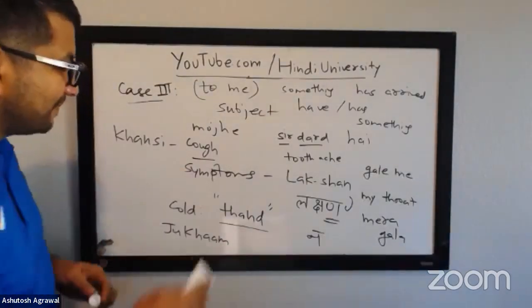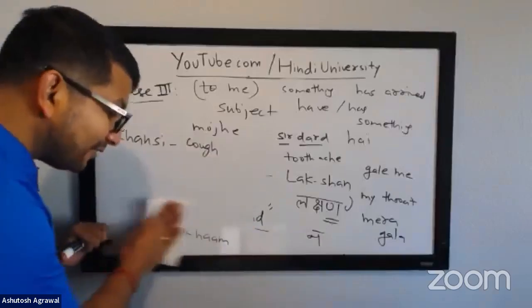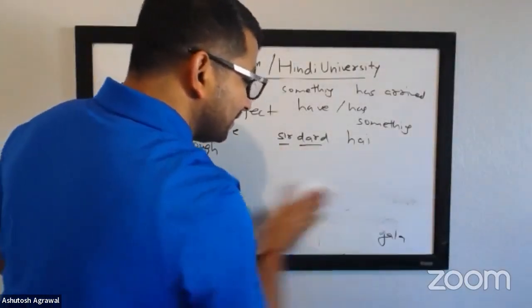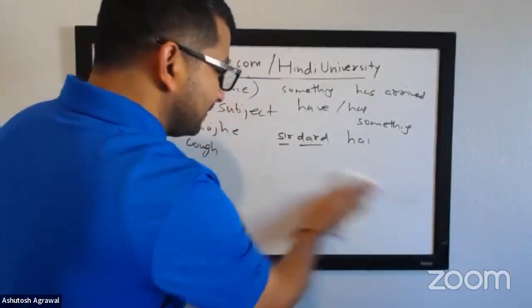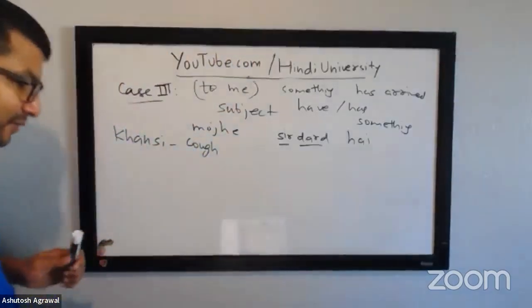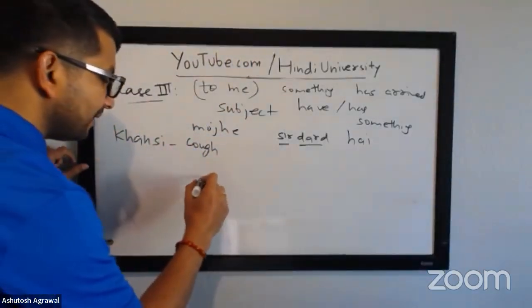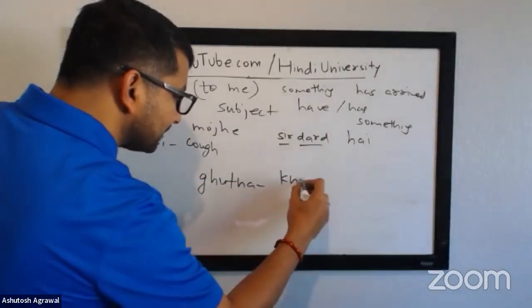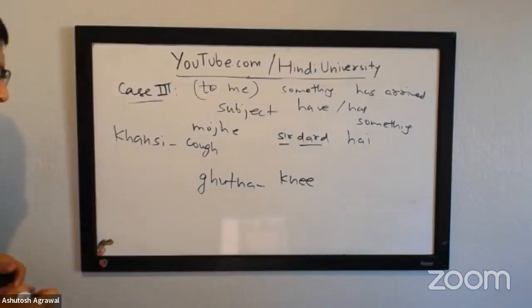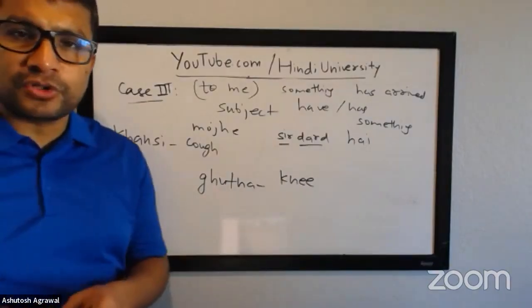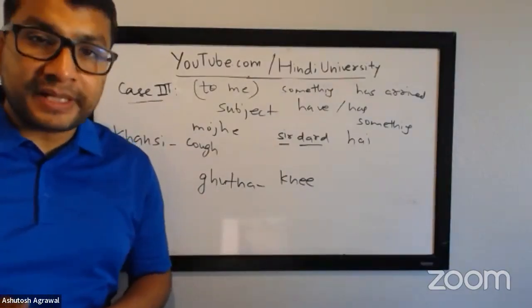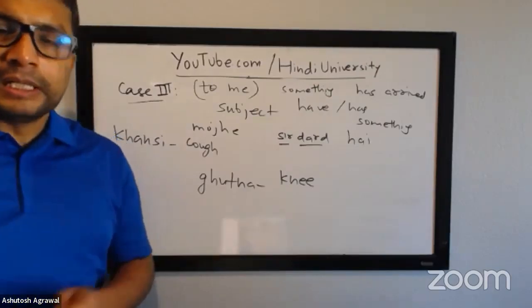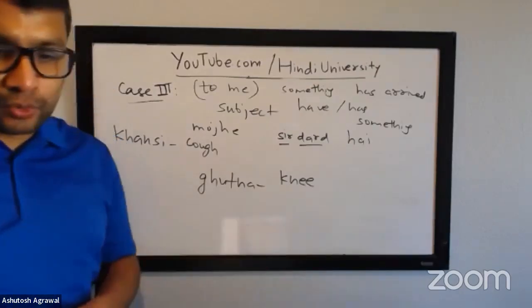Can I try? Yeah. मुझे घुटने में दर्द हो रहा है. Very good, right? What is घुटना? Knee. Very good. घुटना is knee. You can also say, this is a good one, your sentence, मेरे घुटने में दर्द है. There is a pain in my knee. You can say both में as well as को. Okay.